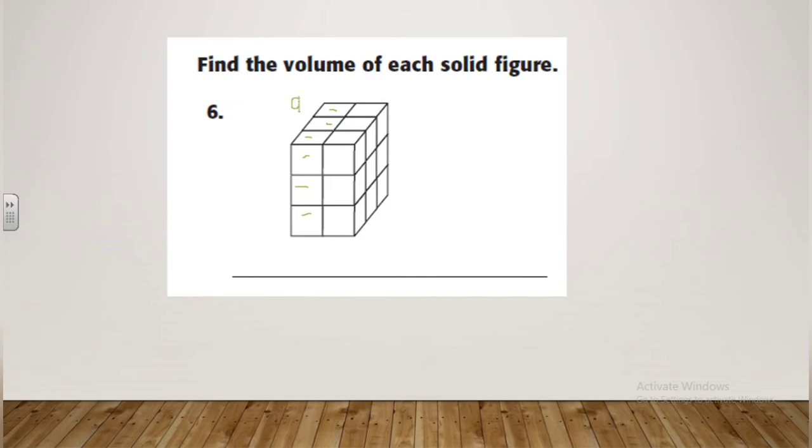So in the first one we have 9, but we have 2, right? 1 and 2. So that will be 9 times 2. 9 times 2 equals what? Equals 18. So the volume of this figure equals 18 cube units, okay? Let's see the next one.